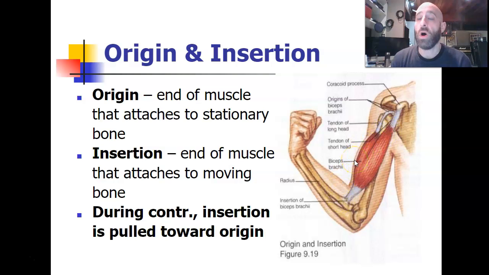So the insertion is always going to be the bone that moves. So during a contraction, the insertion is always pulled towards the origin. So the origin is going to be what doesn't move and the insertion is going to be what does move. So the origin anchors itself and it pulls on the bone that is attached to the insertion. So just make sure you're able to distinguish between origin and insertion. The origin doesn't move, the insertion does, and then that causes movement.